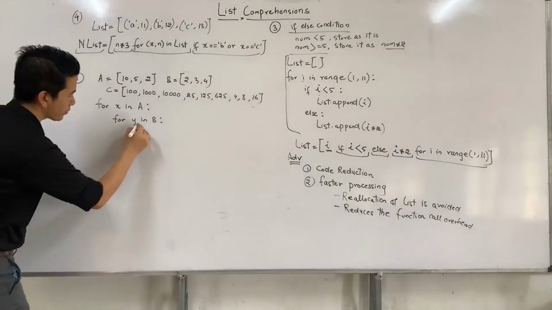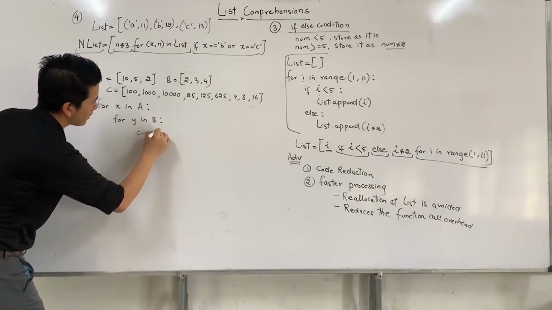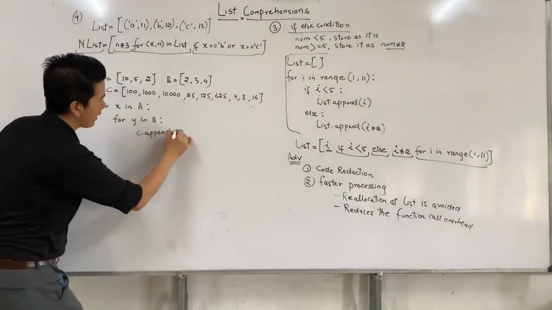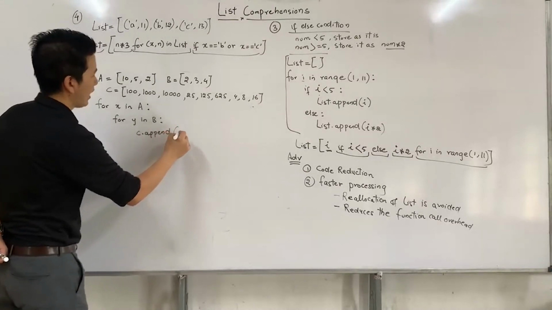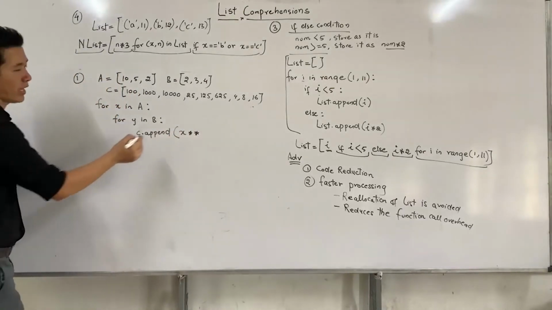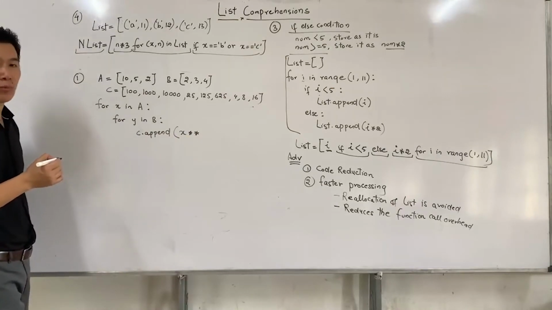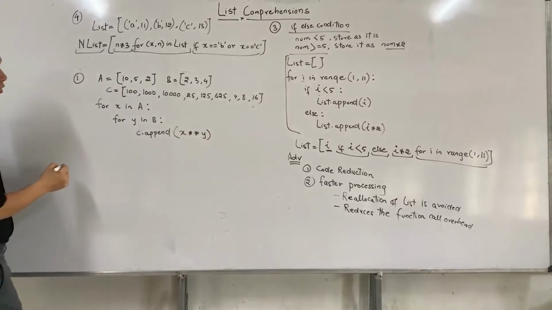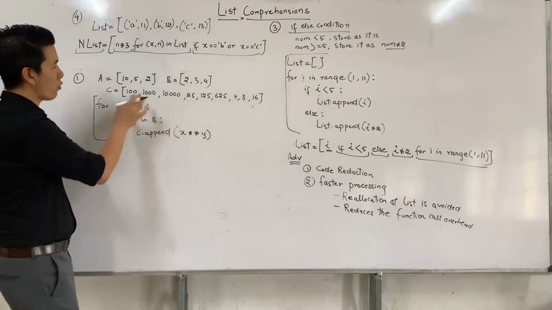And then C dot append. This is the new list to be created, remember? The expression for creating the list will be x and then two asterisks. Those two asterisks represent the exponent, the exponential operator. And then you will have y. So you have this simple program, which will create the required list.